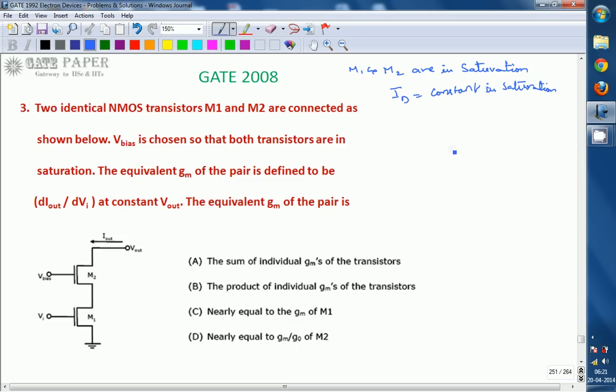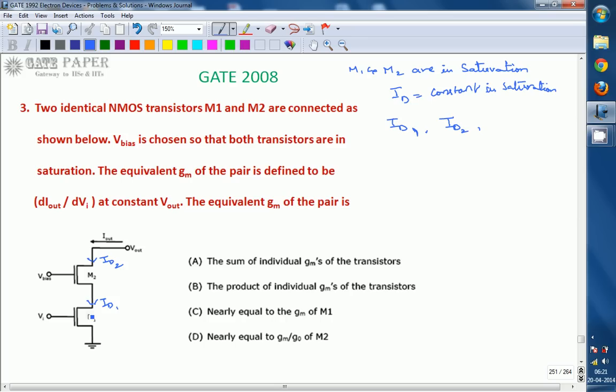So let ID1 be the current flowing in the M1 transistor, and ID2 be the current flowing in the M2 transistor. Assume it in that way. Now we will finalize this one. This is ID2, the drain of M2, and this current is nothing but ID1.